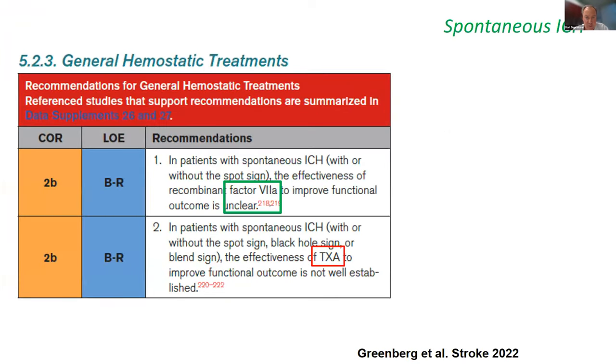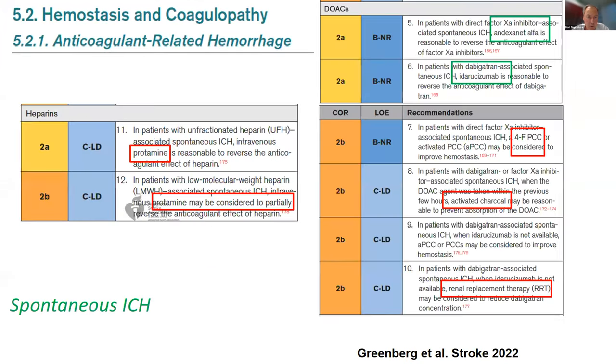What about NovoSeven, factor VIIa? There have been some trials in spontaneous ICH, but the effect actually is unclear. There's conflicting data emerging from the randomized trials that have been done. And for tranexamic acid, I refer to Tony's talk. Obviously, if you can administer within 3 hours in TBI, there is an advantage. That advantage was not so clear in spontaneous ICH. For heparin, heparin has a short half-life, so stop it immediately. And after a couple of hours, the effect will be gone. It is reasonable in some situations to give protamine when needed.